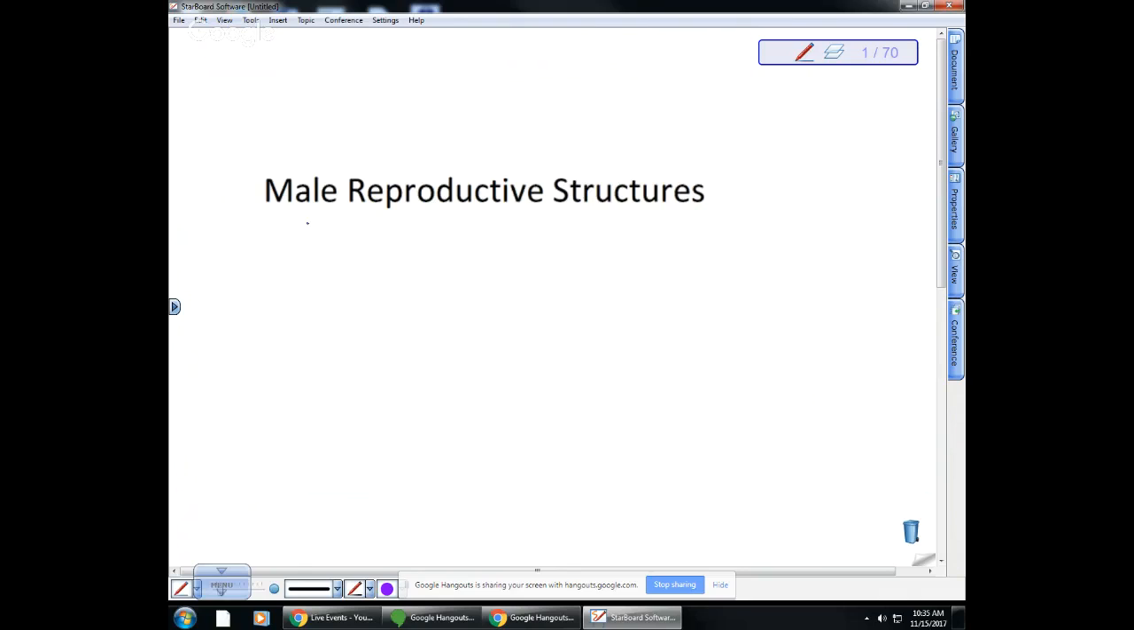Okay. So we have the gonads. And in males, these are the testes. And this is where sperm production takes place.